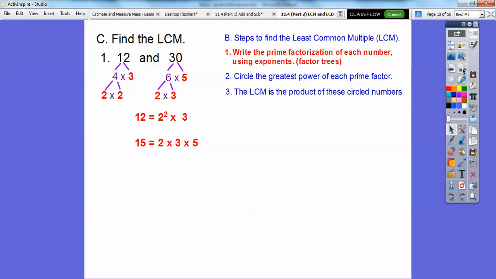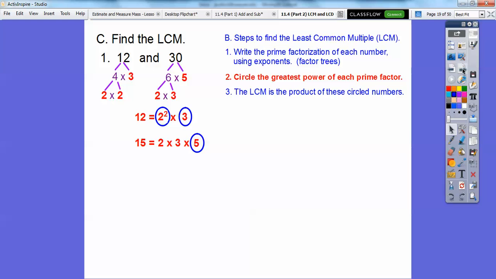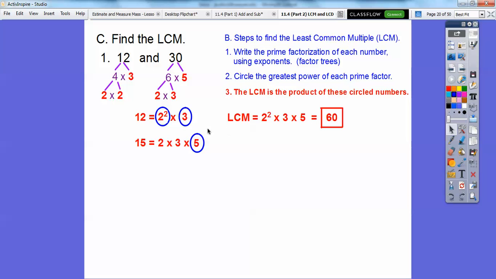So there we go. Circled the 2 squared, that's the biggest power of 2's. I circled that 3. I could have circled the other 3, but just circle one of them. And then the 5 is included also. So the greatest power of every prime factor. And then the least common multiple is you multiply all of those. So 2 squared times 3. 2 squared is 4, 4 times 3 is 12, and then 12 times that 5 is 60. Okay, let's try it again.